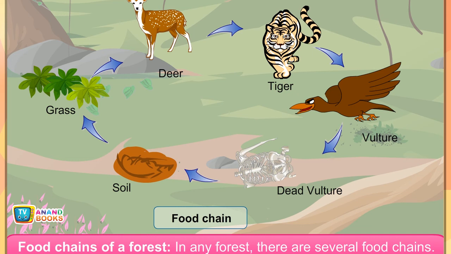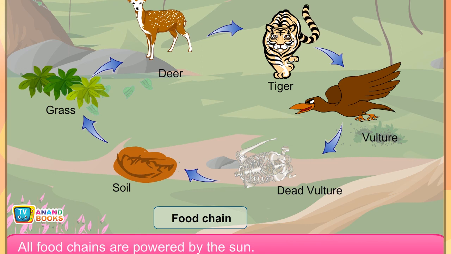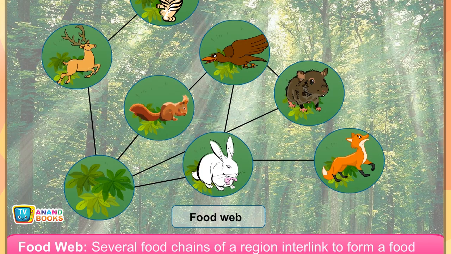Food chains of a forest. In any forest, there are several food chains. A food chain shows how certain animals living in a region get their food. A food chain links a few herbivores and carnivores. A food chain starts with plants and ends with carnivores. All food chains are part of a food web.